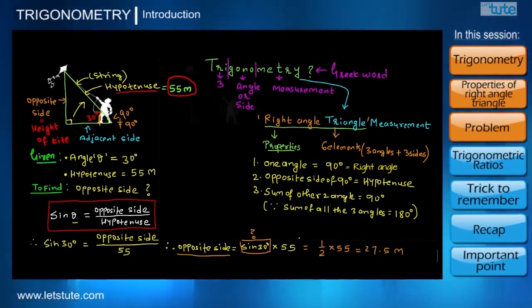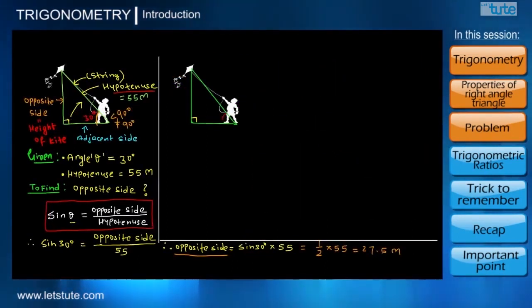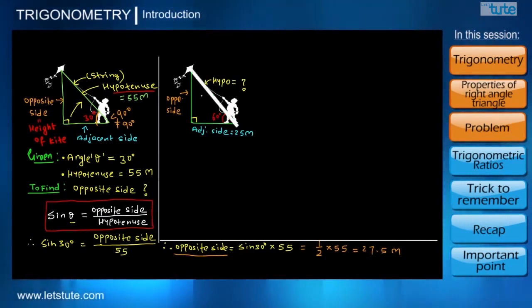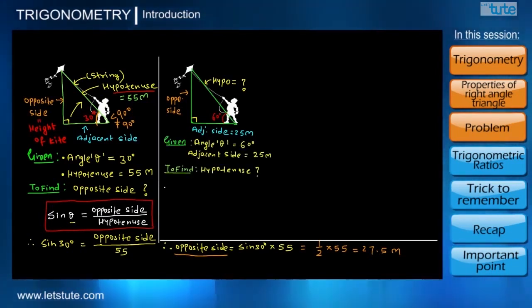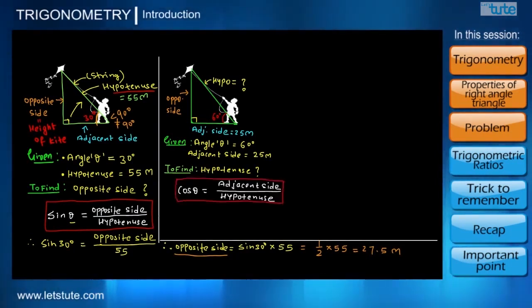Suppose we have a different case where we are given the angle of 60 degrees and we know the adjacent side, that is the distance on the ground, and I want to know the length of the string, that is the hypotenuse. So in such type of cases where we are given angle theta and the adjacent side and we need to find out the hypotenuse, we use the formula cos theta is equal to adjacent side upon hypotenuse.